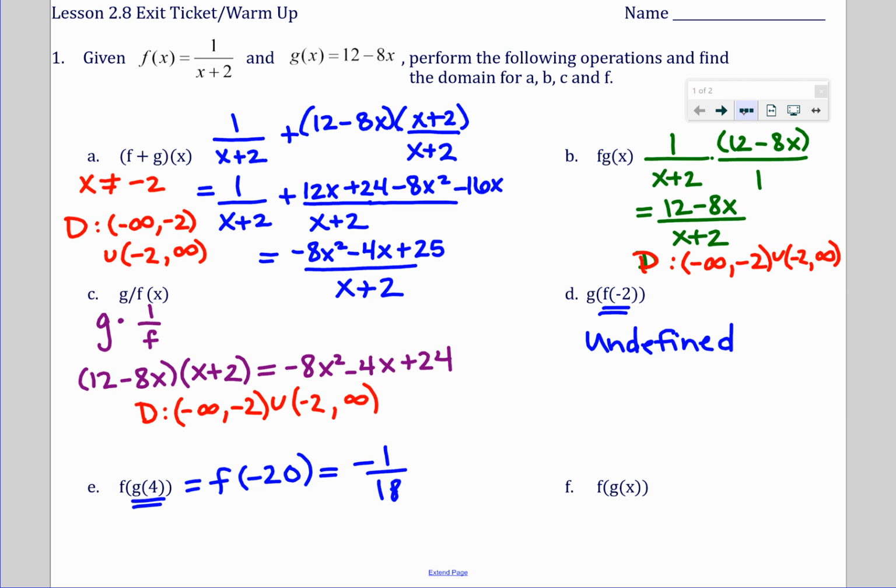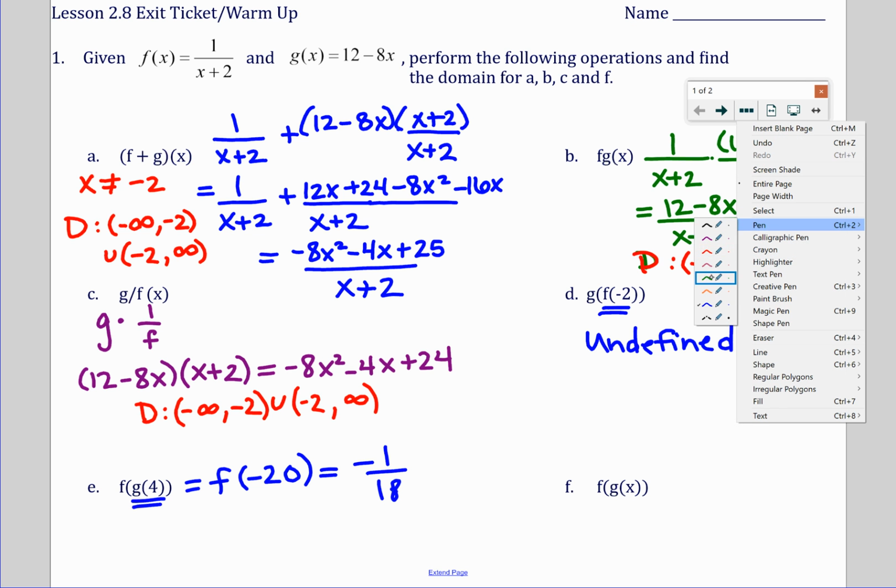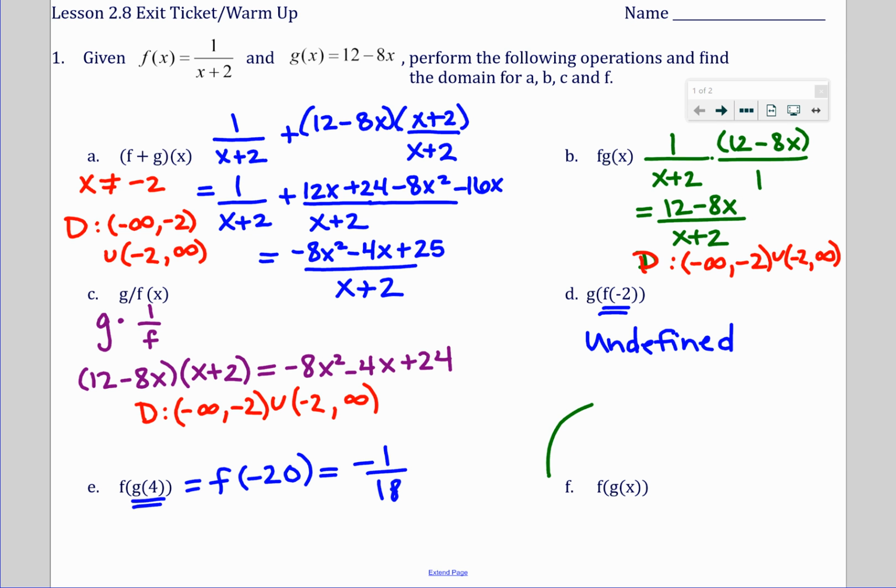Okay, last but not least, letter F. What am I plugging into what there? F of g of x. What's being plugged into what? G is being plugged into F. Okay, so that will look like 1 over 12 minus 8x plus 2. And you can put the 12 minus 8x in parentheses if you want, but you don't need them here because there's nothing to distribute. Final answer is going to be 1 over 14 minus 8x.